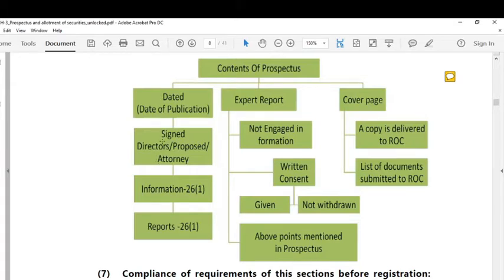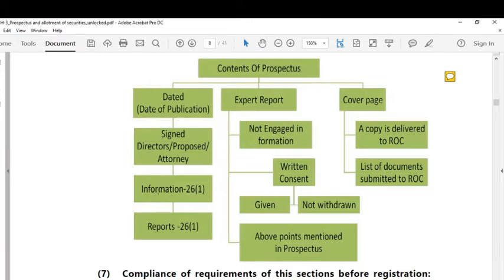The second point under the same is that it should be signed. And who is to sign? It should be signed either by the directors, or the persons who are proposed to be the directors, or an attorney having the power to sign the prospectus. So any one of these three categories of people can sign a prospectus.